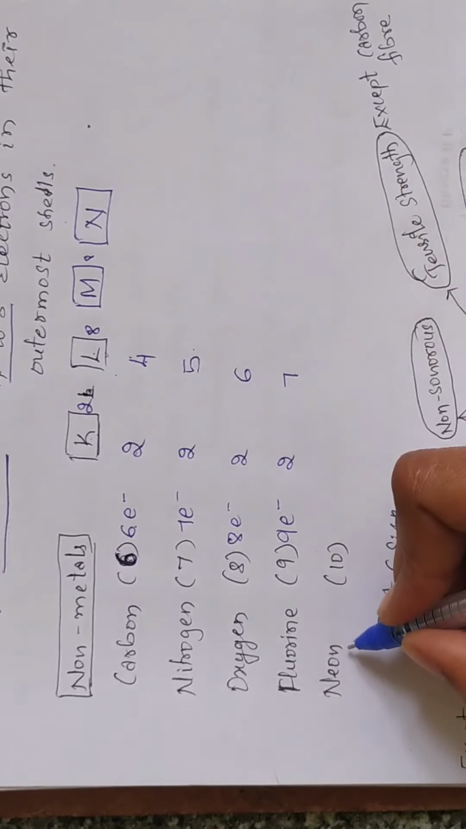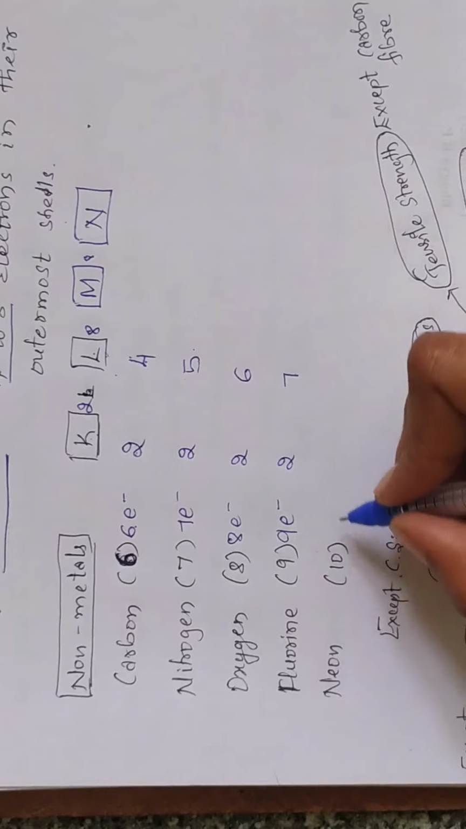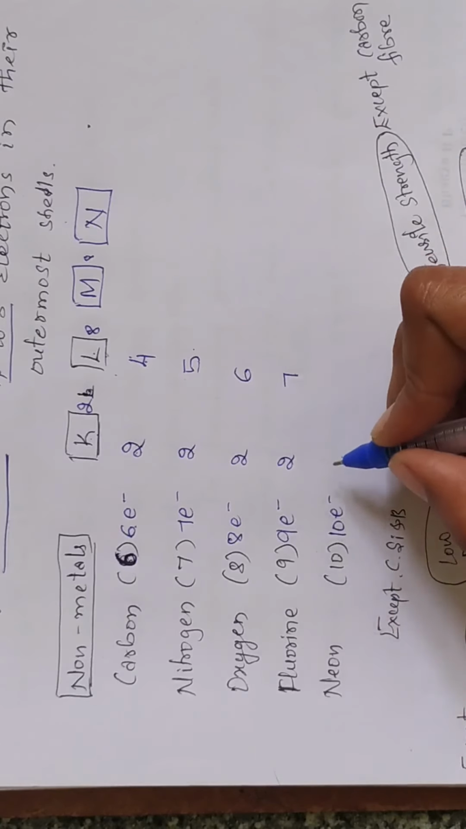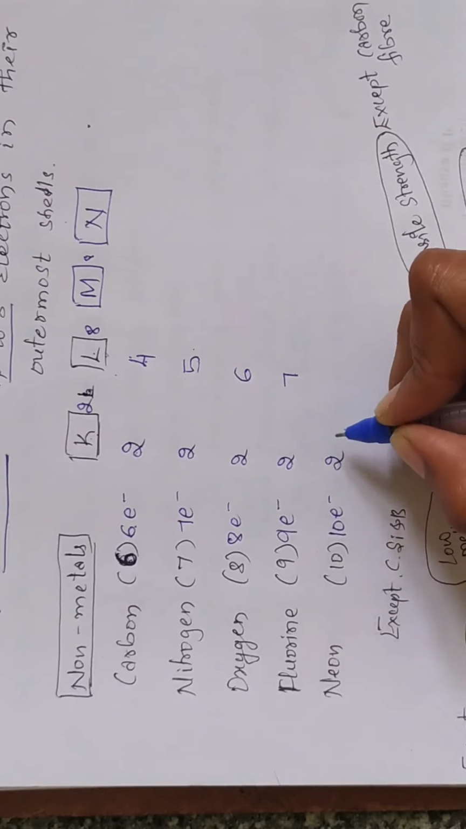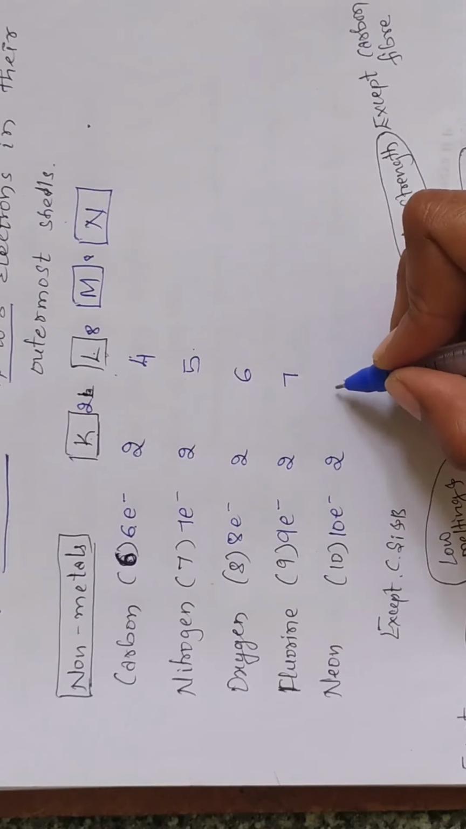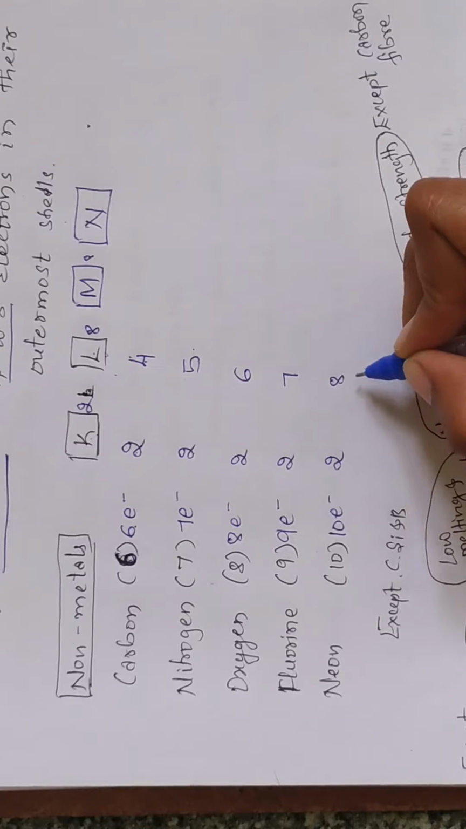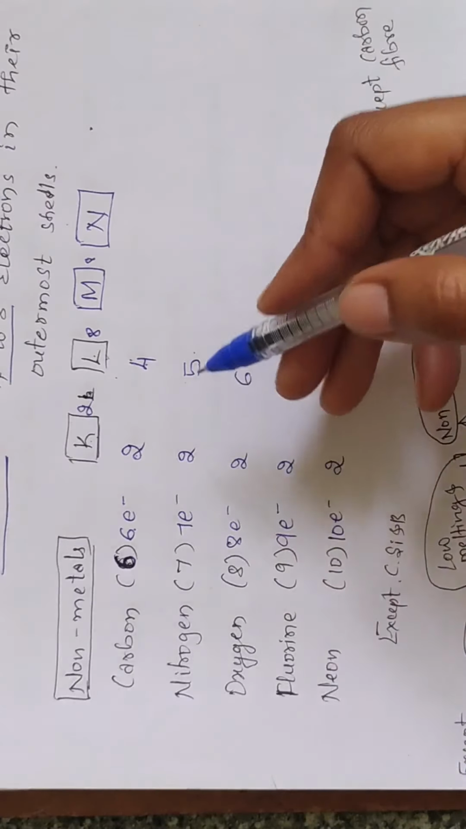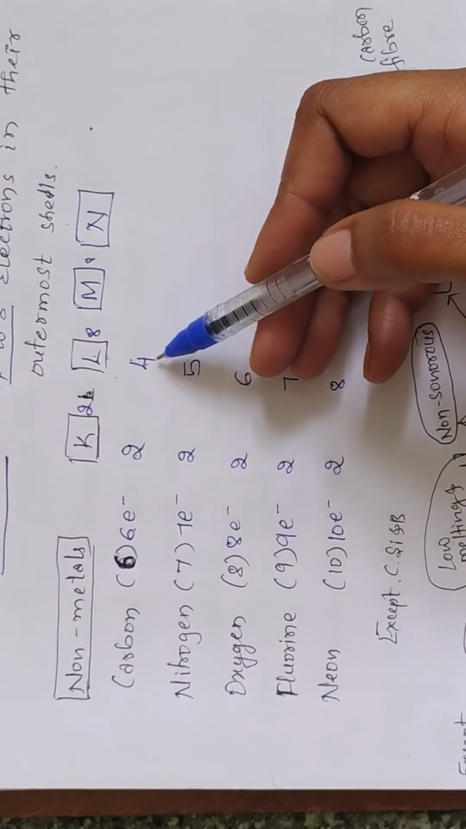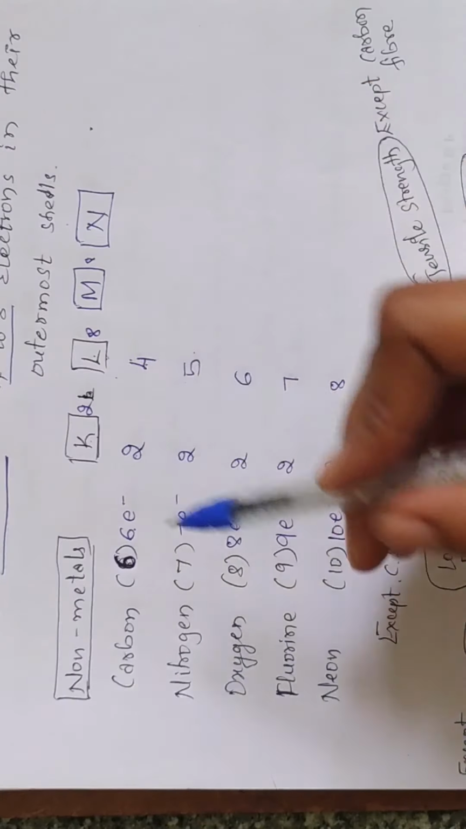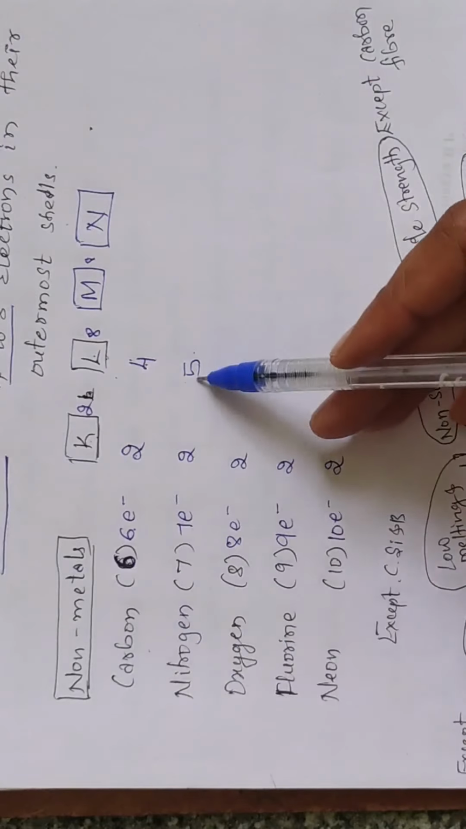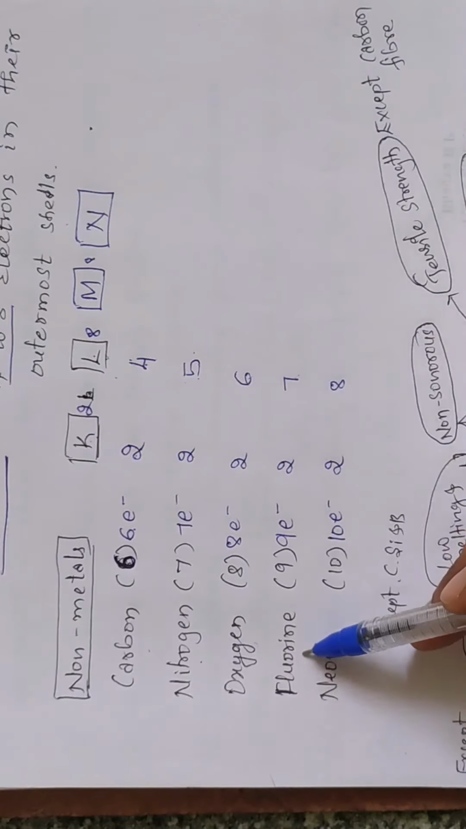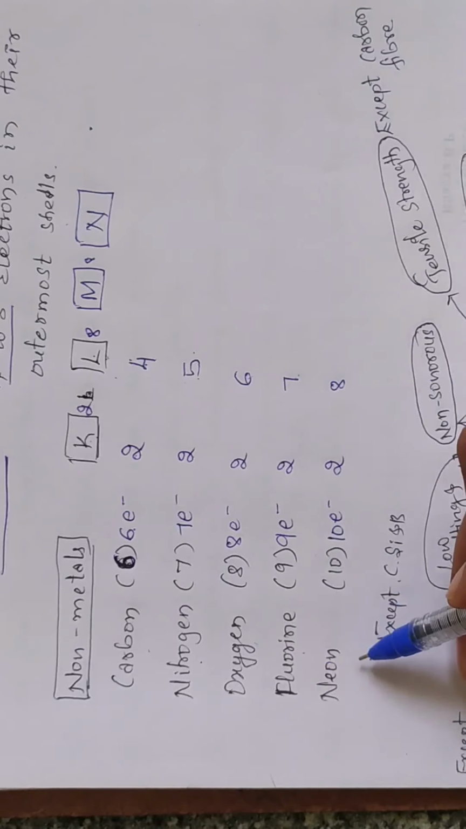Next we will see neon. Its atomic number is 10 and it has 10 electrons. Among the 10 electrons, 2 are placed in the K shell and the remaining 8 in the L shell. See here, the L shell has 4 electrons in the case of carbon, 5 in nitrogen, 6 in oxygen, 7 in fluorine, and 8 in neon.